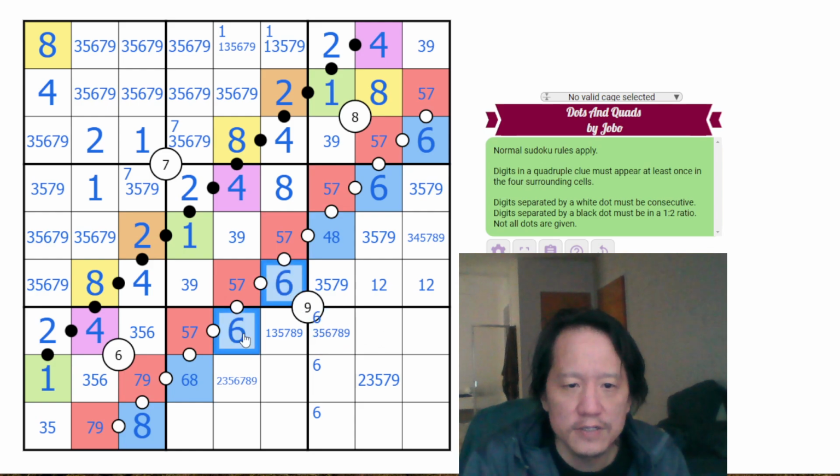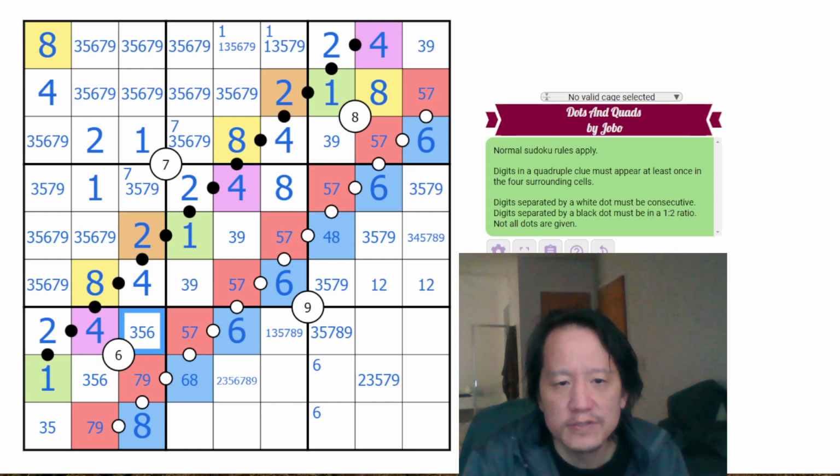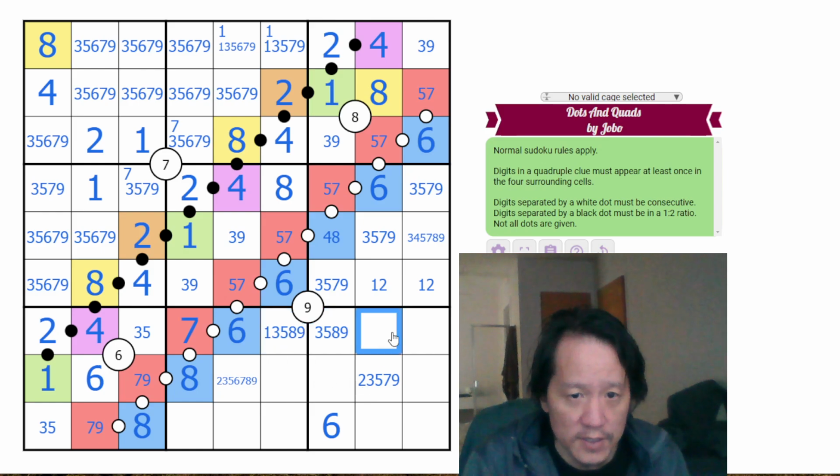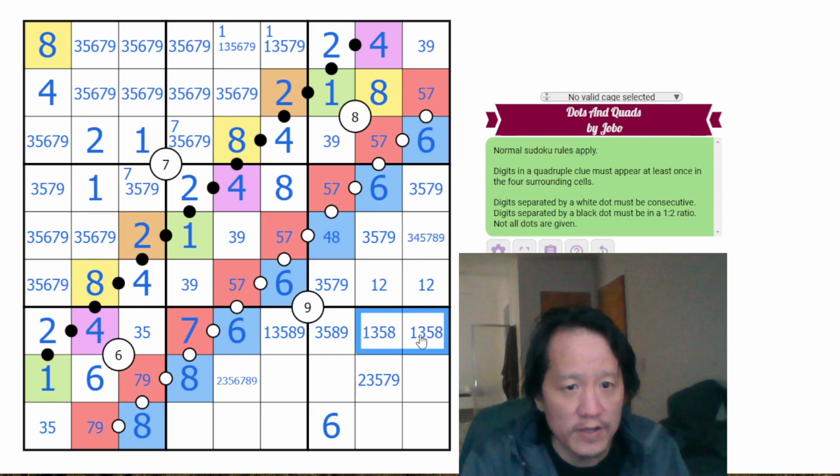So we have 6, 6. So this can't be 6. That can't be 6. It cannot be 6. So therefore this must be the 6, which means this can't be 6. This is 8. So this is 7. So now we know that's 6. So this can't be 7. This can't be 7. We have 1, 3, 5, 8, and 9. This can't be 8. The 8 has to be one of those 3 then. This can't be 8.